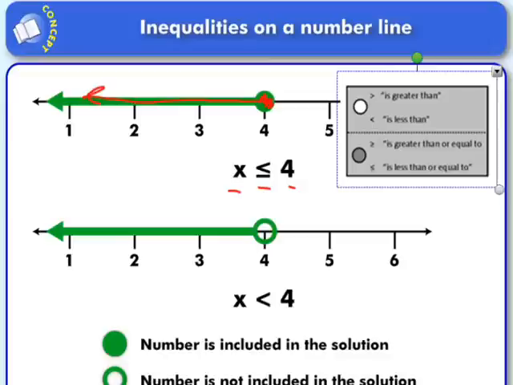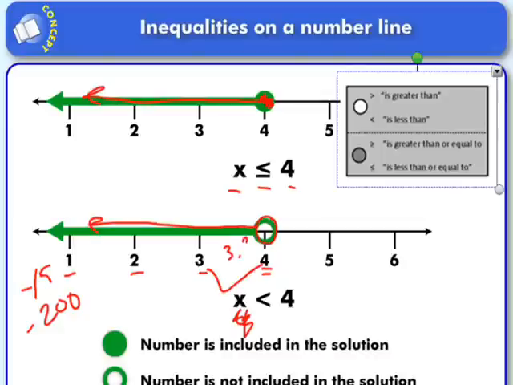This one is very similar. It says x is less than 4. Now you'll notice the circle is not colored in. It's not closed. It's an open circle. That's because we are not including 4 as part of our solution set, because 4 is not less than 4. But all the numbers to the left of 4 are. And that would include 3, 2, 1, negative 15, negative 200. It would even include all the numbers between here and here. That would be 3.9, 3.8.